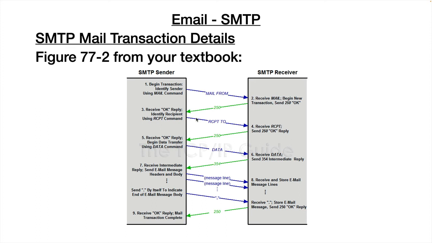The client is then going to send the headers and the bodies. So you have a whole bunch of messages going from the sender to the receiver. And then finally, when the sender is done, it's going to type a period on a line by itself to signal this is the end of the email. The receiver is going to store that email and send back a 250 OK to the sender or to the client. So that covers basically the interaction between an SMTP client and an SMTP server.